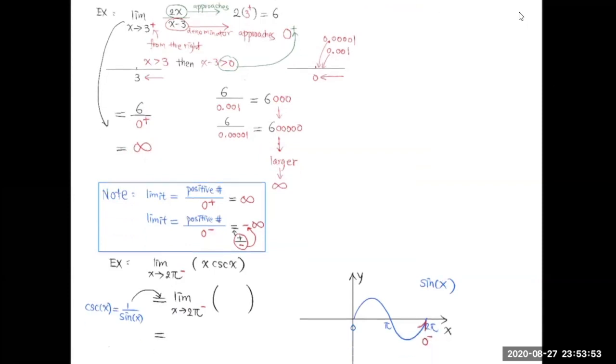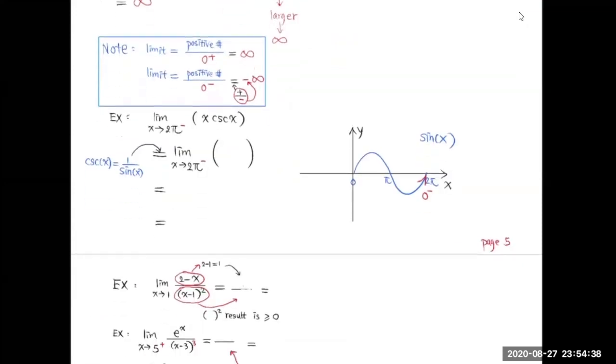Okay? Now what happens when the denominator goes to 0 but stays negative? We'll say the numerator goes to 6, but the denominator goes to 0, but it stays negative. So you just put a negative sign here and over here. So the result here will be negative. So that will go to negative infinity.